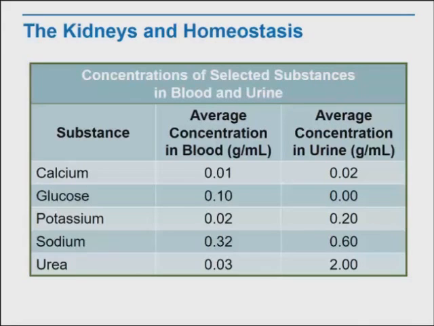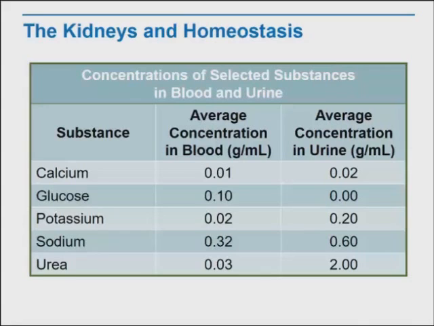Sodium has the highest concentration in the blood. Calcium has the lowest concentration in the blood. The substance that has the highest concentration in urine is urea. Glucose has the lowest concentration in urine. Urea is a byproduct of amino acid breakdown.